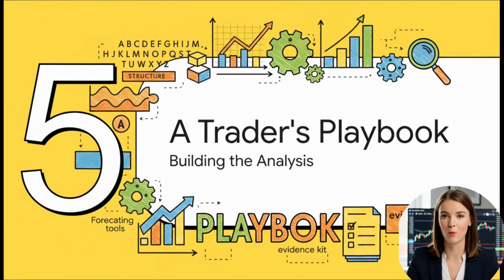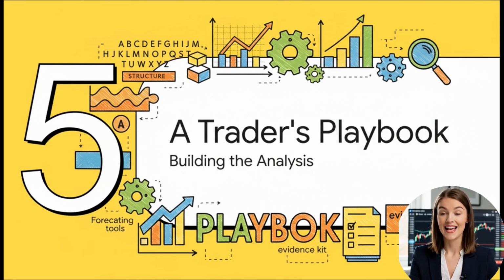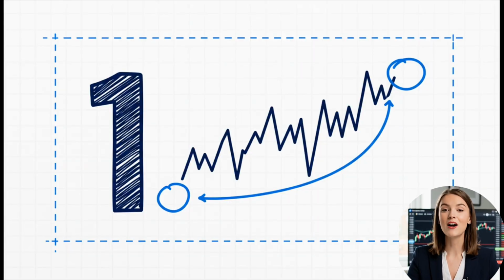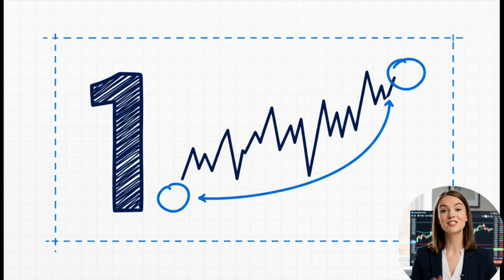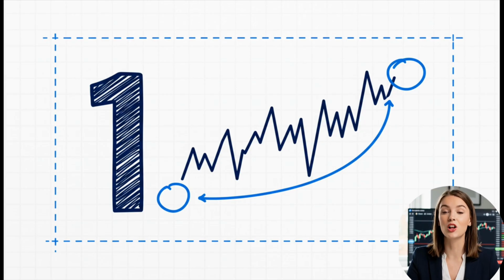Okay, we've got all the pieces, the alphabet, the grammar, the forecasting tools, and the detective's kit for evidence. So now let's put it all together and assemble a complete, multi-layered analysis. This is the trader's playbook. You always start with the foundation. What's the main story? You just map out that overarching trend by spotting its basic structure, that simple pattern of higher highs and higher lows.